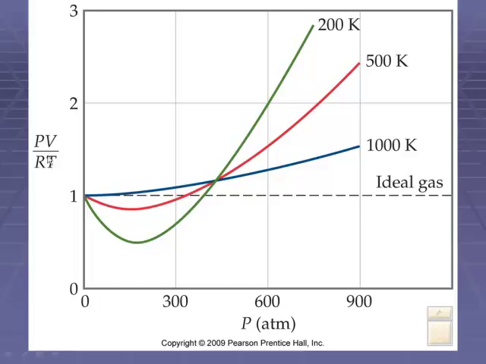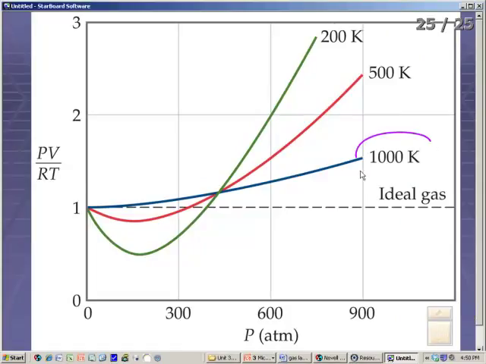So again, you've got this PV over RT comparison over here. This is the effect of temperature and pressure on the ideal behavior. So check this out. It's supposed to be at 1 right here. And that ratio starts flipping out when you increase the temperature. So here is your 200 Kelvin, here is your 500 Kelvin, and here is your 1000 Kelvin. Hey guys, which temperature gives you the closest to ideal behavior? If you notice, it's this.